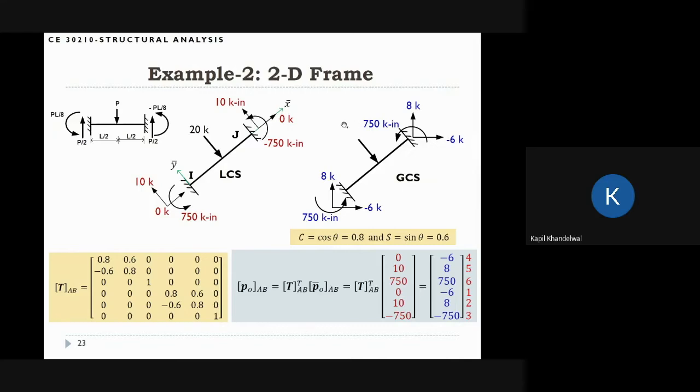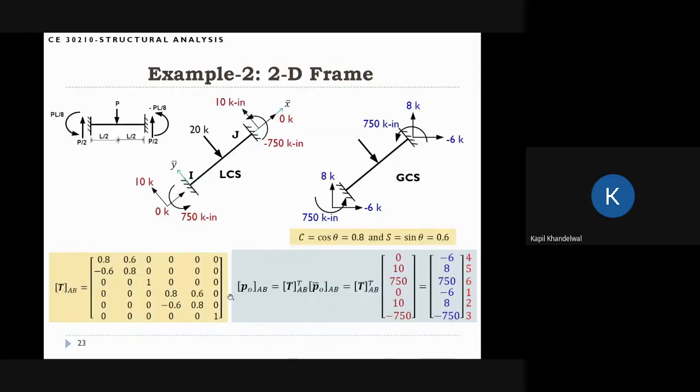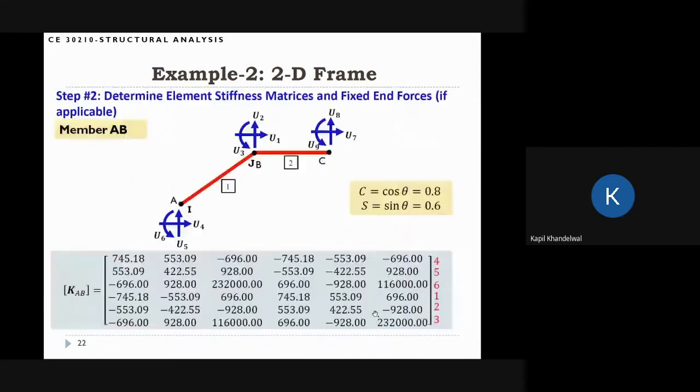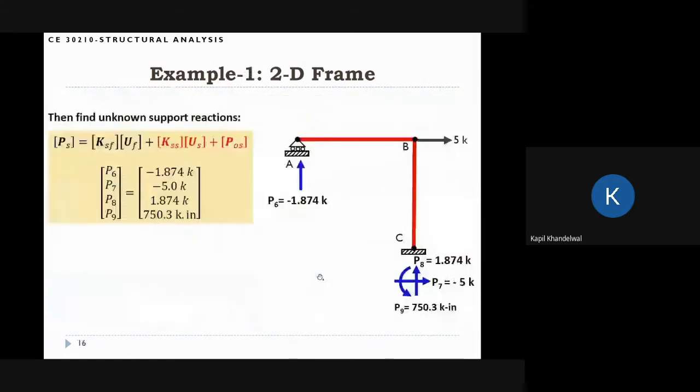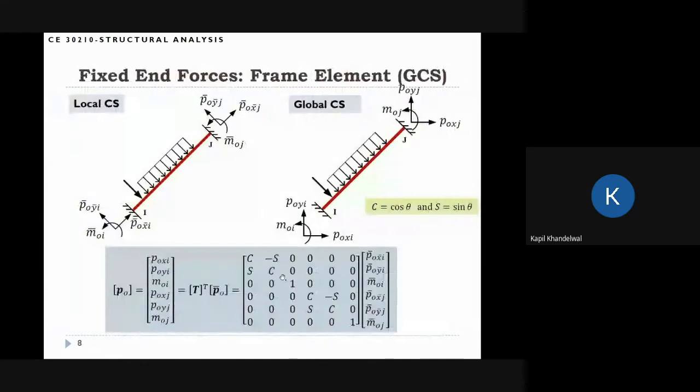There should be a minus sign here. I forgot to put the minus sign. Again, the ordering of these degrees of freedom remains the same. So this is 4, 5, 6, 1, 2, 3, the same ordering as here. This calculation is the one I was showing you. Let me go back a little bit just to tell you where it comes from. This is the calculation I was showing you here.